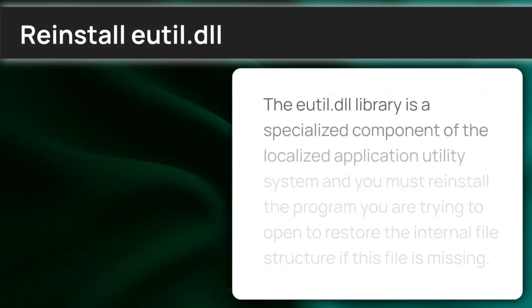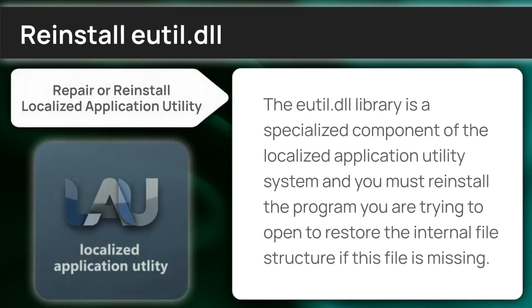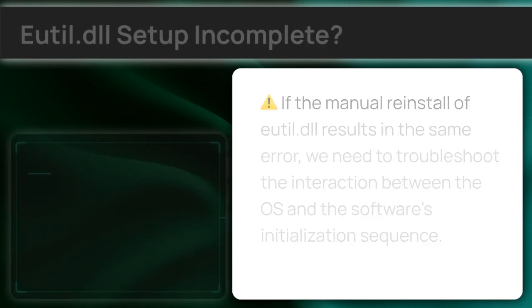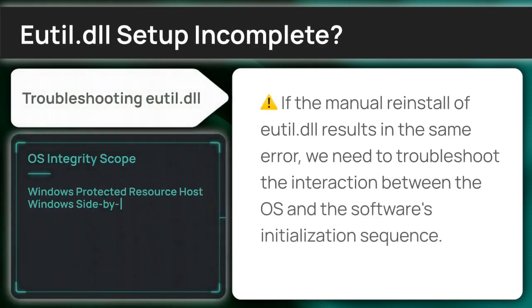The Eutil.dll Library DLL library is a specialized component of the Localized application utility system, and you must reinstall the program you are trying to open to restore the internal file structure if this file is missing. If that initial setup didn't clear the pop-up, let's examine the specific initialization sequence assigned to your application's directory.